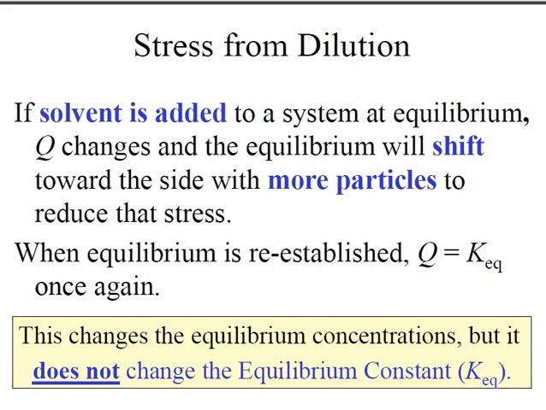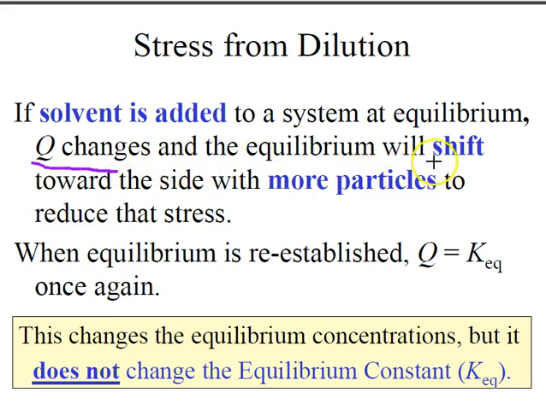All right. Another stress that can occur related to concentration is if you add some solvent, like water, to the system. That solvent changes the concentration of everything. It's going to make everybody's concentration go down. But one side will be affected more than the other, and that's the side with more particles. So if you see this stress where you add solvent, usually adding water, then Q changes, so we've got to get back to K.